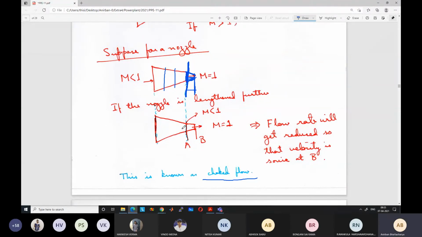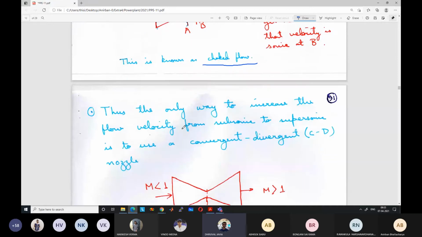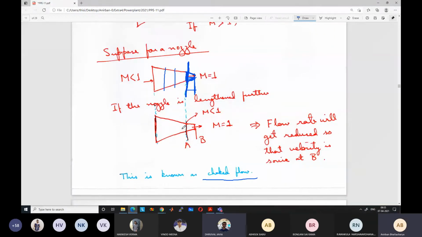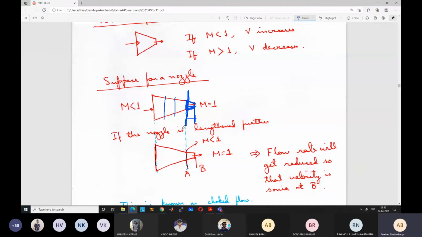So, like here, is it possible that the velocity at A is equal to Mach number 1, and then it stays constant from A to B? No, it is not possible because if the area changes, according to our relations, either velocity has to increase or velocity has to decrease. Okay, velocity cannot remain constant. So that's why it cannot be.